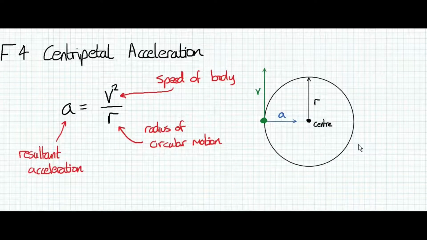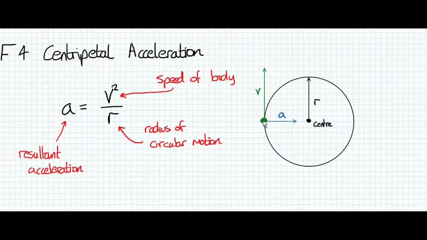Centripetal acceleration. The centripetal acceleration is the acceleration that a body feels towards the centre of a circle as it moves in a circle around that centre. The equation for centripetal acceleration is on the screen. a is a resultant acceleration.